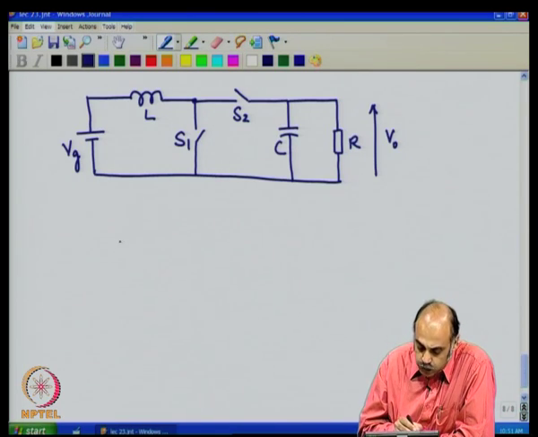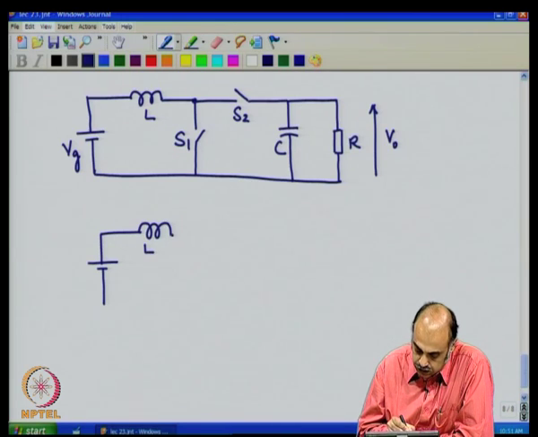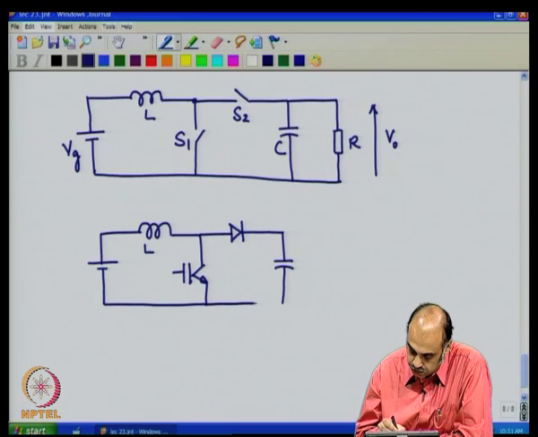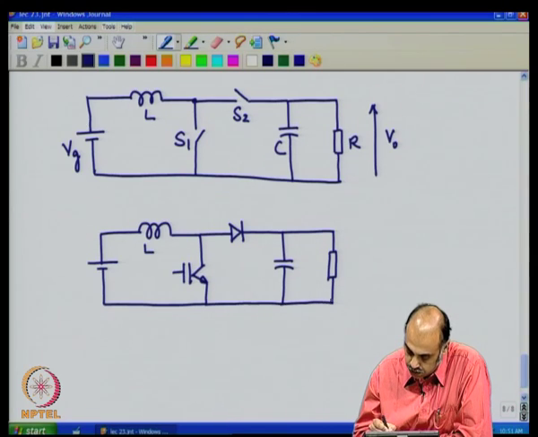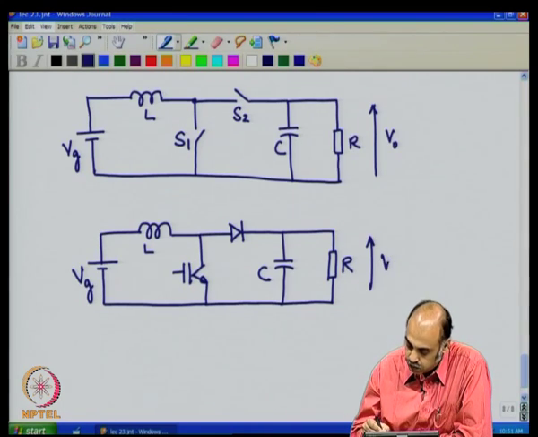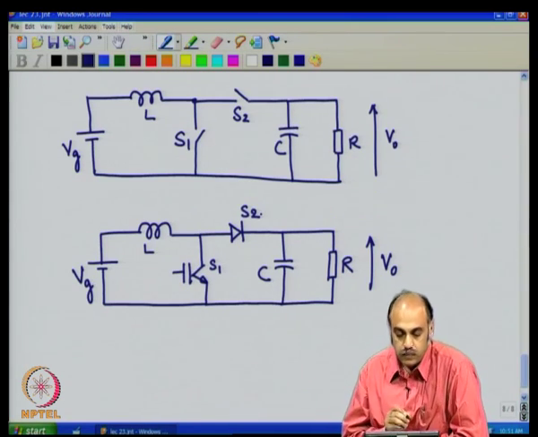Now, this can also be written in circuit form, that is, circuit representation of the switch symbols. L, and switch 1 can be a MOSFET, transistor, IGBT, any of those, and switch 2, S2, will be a diode. You have C and R. This is your R, L and Vg and V naught here at the output. So, this is the representation in the circuit form. Okay.